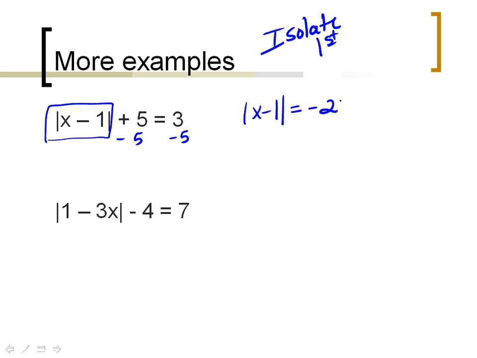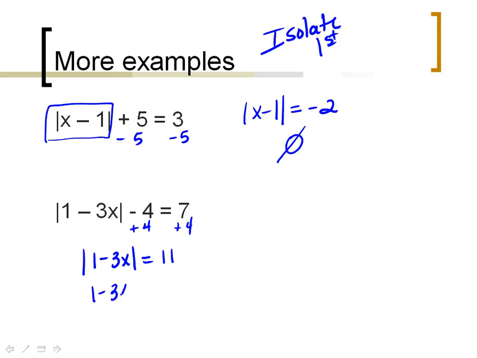But if you're paying attention here, we know that has no solution because there's nothing I can put in for x so that when I take the absolute value I get a negative. So anytime an isolated absolute value is equal to a negative number, there is no solution. For the next example, I'd have to add 4 to isolate the absolute value. So I'd have absolute value of 1 minus 3x is equal to 11. This one has two solutions since the absolute value is equal to a positive number.